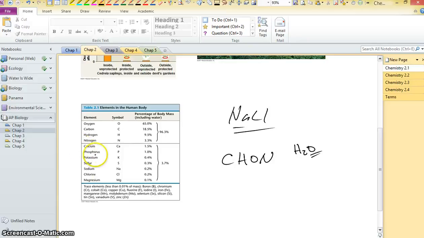You can see these others that are found in much smaller proportions. Of course, calcium, we know you drink it in your milk, and it's good for your bones, and some of these others as well. So we can think of these, as your book describes them, as the elements of life, the most important ones.